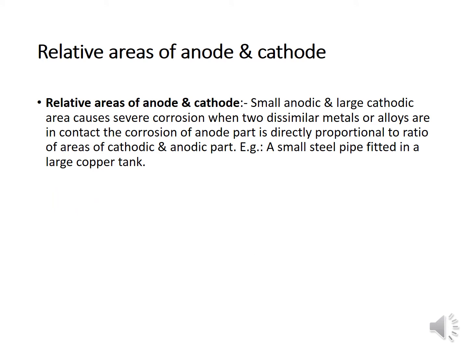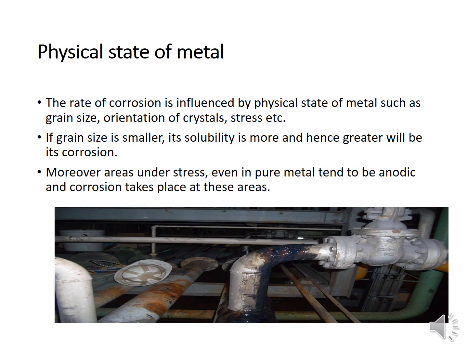Relative area of anode and cathode. A small anodic and large cathodic area causes corrosion when two dissimilar metals are in contact. The corrosion is directly proportional to the ratio of areas of the cathodic and anodic parts. For example, a small steel pipe fitted to a large copper tank: the steel pipe will act as anode, the copper tank will act as cathode, and corrosion of the steel pipe will take place.